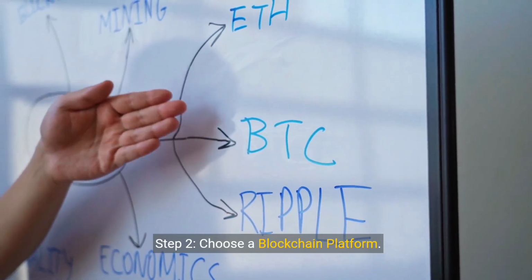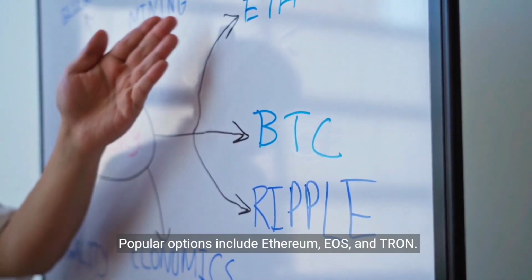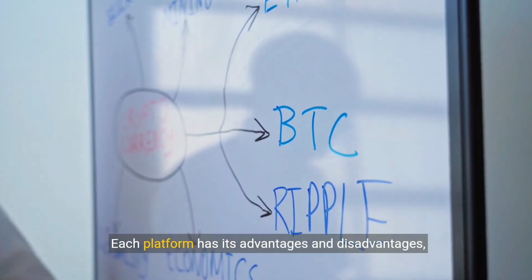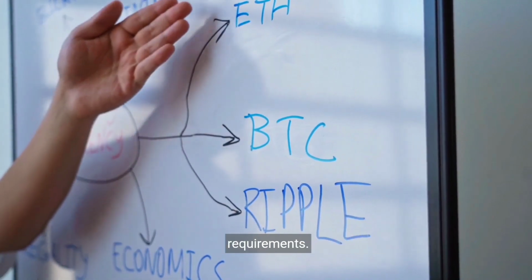Step 2. Choose a blockchain platform. Select a suitable blockchain platform for your IDM. Popular options include Ethereum, EOS, and Tron. Each platform has its advantages and disadvantages, so research and choose the one that best fits your requirements.